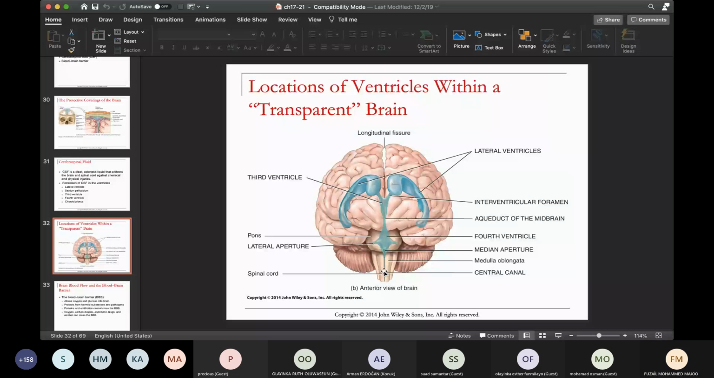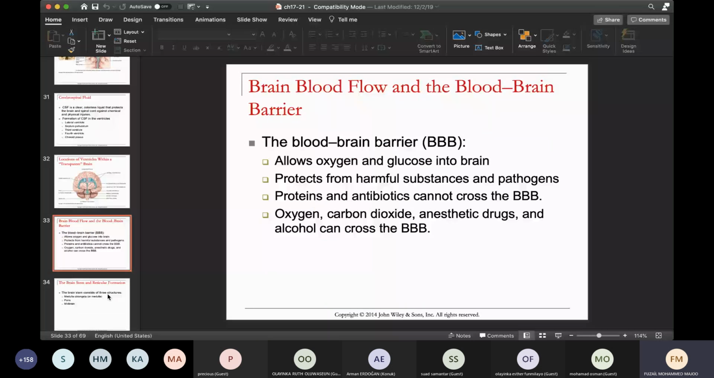Moving along, blood-brain barrier. So what is this BBB? The blood-brain barrier allows certain things to pass through, and it prohibits other things from entering into the brain. Oxygen is able to go through. Glucose is able to go through into the brain. So glucose and oxygen are able to pass freely through this blood-brain barrier. And again, its job is to protect against any disease-causing microorganisms, pathogens, and other harmful substances.